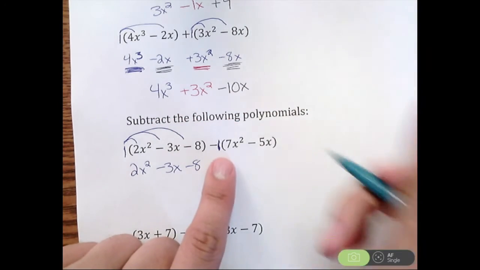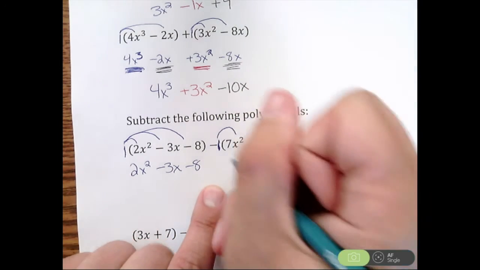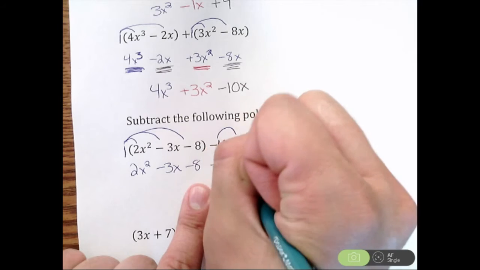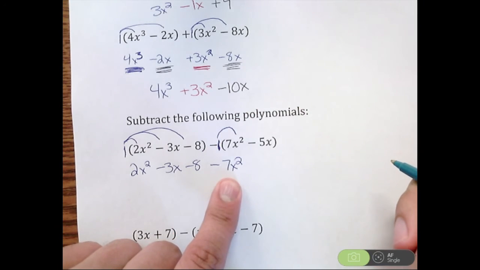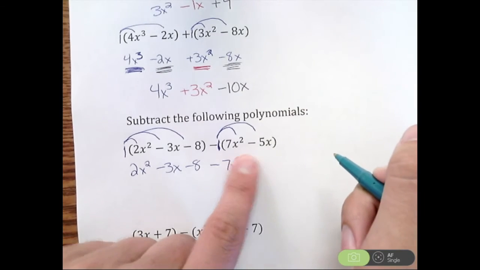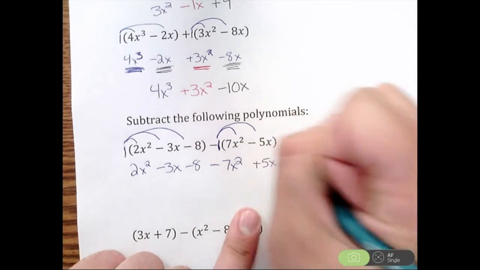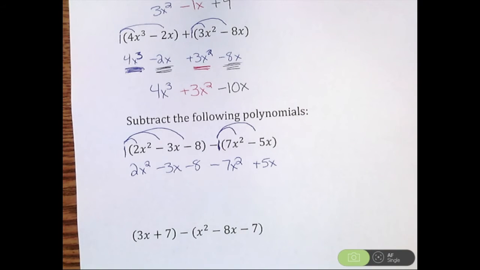The big change is when I multiply a negative 1 times a positive 7x squared. A negative times a positive is a negative 7x squared. Then I have a negative 1 times a negative 5x. A negative times a negative is a positive 5x. And then all we have to do is combine like terms.